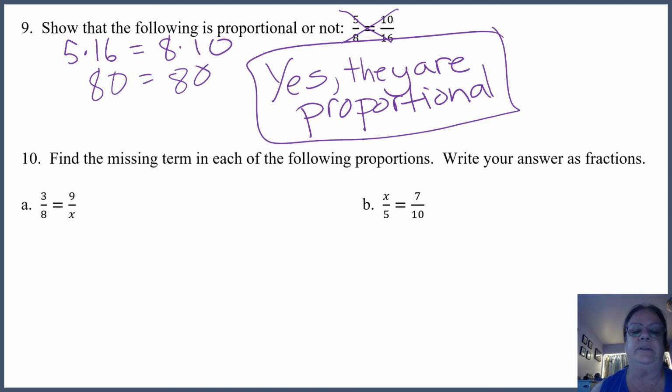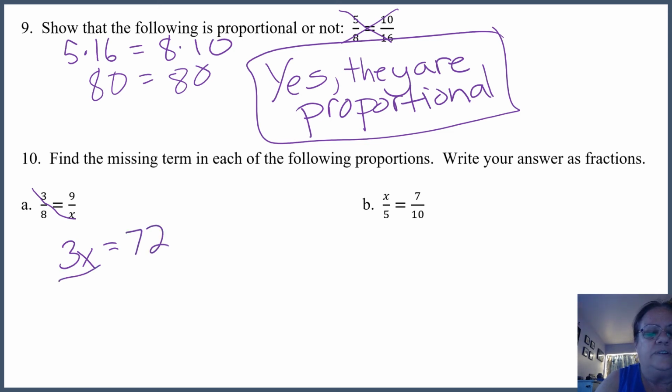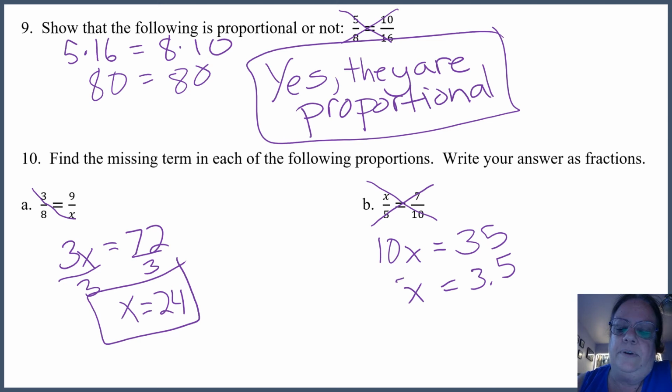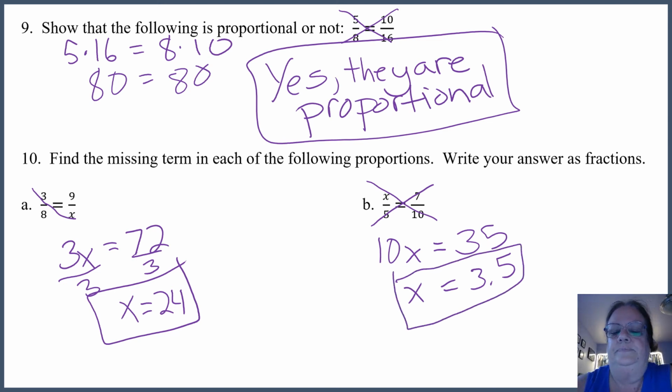Okay, find the missing term in each of the following proportions. All right, so we can use this same principle, and it tells us that 3x has to equal 9 times 8, which is 72. So I divide by 3, and x is 24. Over here, I have 10x equals 35. So that means that x is equal to 3.5. Okay, now we box our answer.